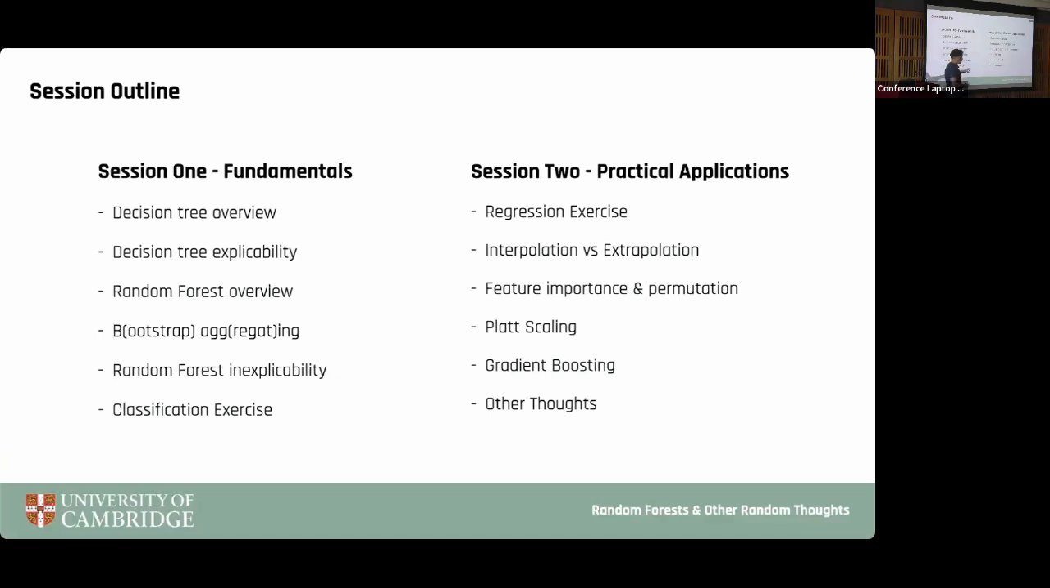What we're going to do is start with the fundamentals. So where random forests come from, that obviously involves starting with the decision tree. We're going to go from the decision tree through a motivational example onto the random forest, how you create a random forest from decision trees. We'll then have a classification exercise, which I and Serby will be helping you with. And then we'll move on to the second part of the session, which will have another exercise, which is a regression example.